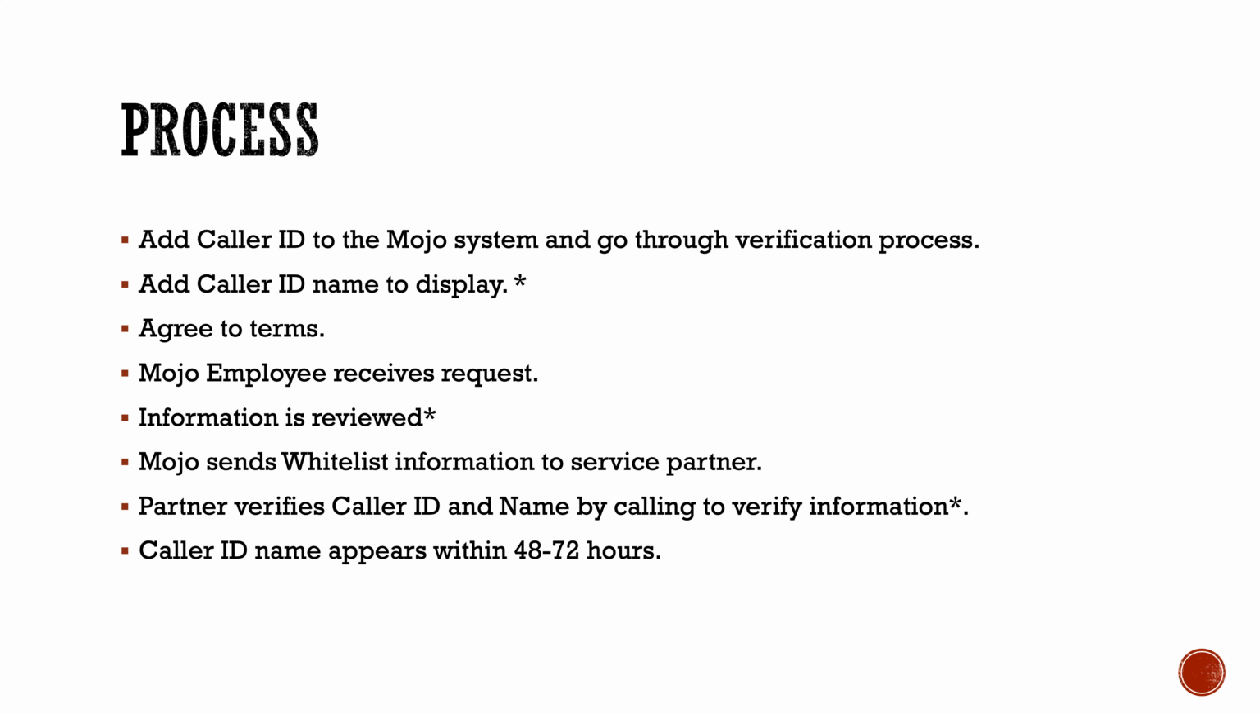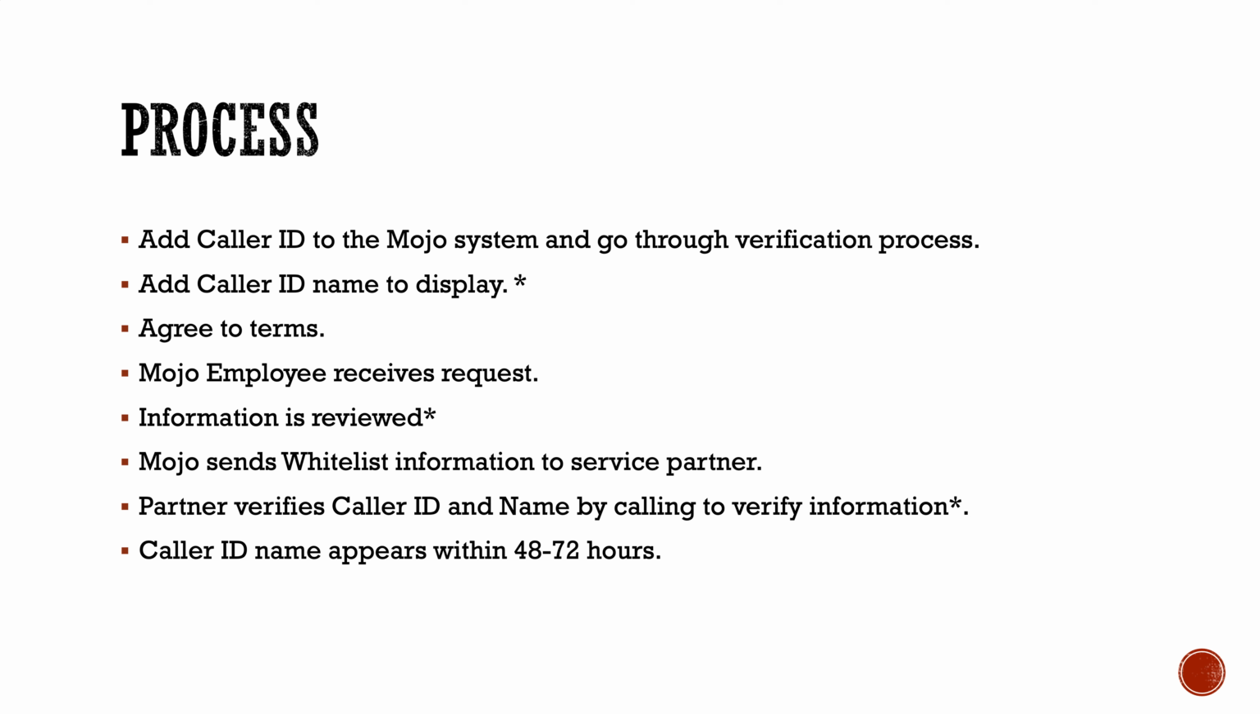So what does the process look like? Well, you're going to add the caller ID just as you do today, whether it's a virtual number or a landline or an office phone or a mobile phone, to the Mojo system and go through the existing verification process. That verification process simply just gets it in the system. It validates that you can get a phone call back on that number.